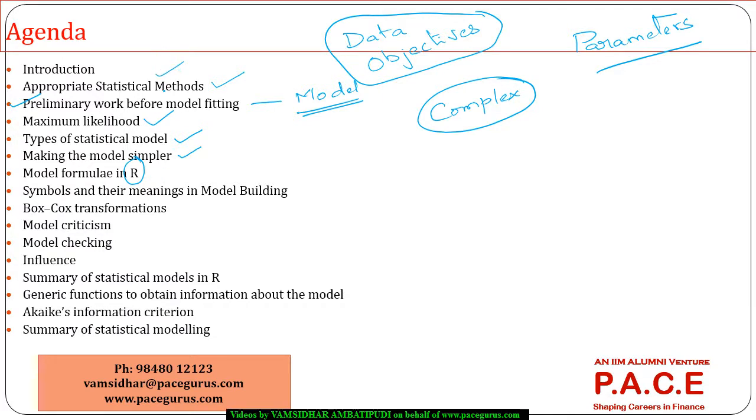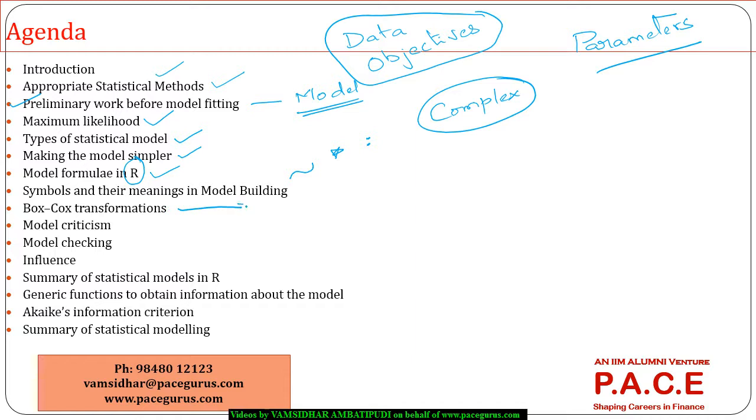Here we have talked about different types of models. So we will look at what I can use as formulas in R if I have to fit any of these models. And we will talk about different kinds of symbols we use. Sometimes we use a tilde sign, sometimes we use a product star, sometimes we use colon. So in which cases we use what kind of symbols during the model building process.